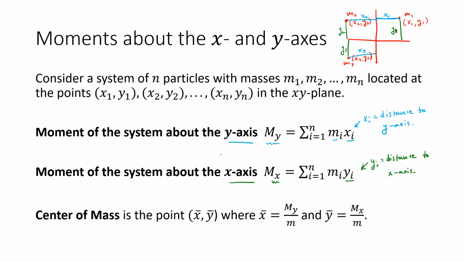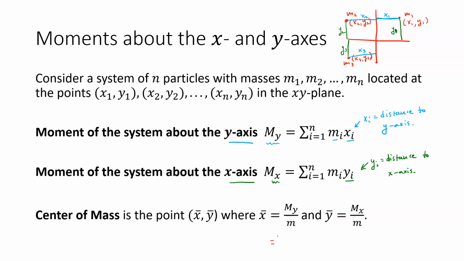And so in this case, we can get the x and y coordinates of our center of mass by computing x bar and y bar separately. To get x bar, we'll use My, the moment of the system about the y-axis, divided by m. To get y bar, we'll do Mx over m, the moment of the system about the x-axis divided by m. This is a little bit backwards: x bar goes with My over m, y bar goes with Mx over m.